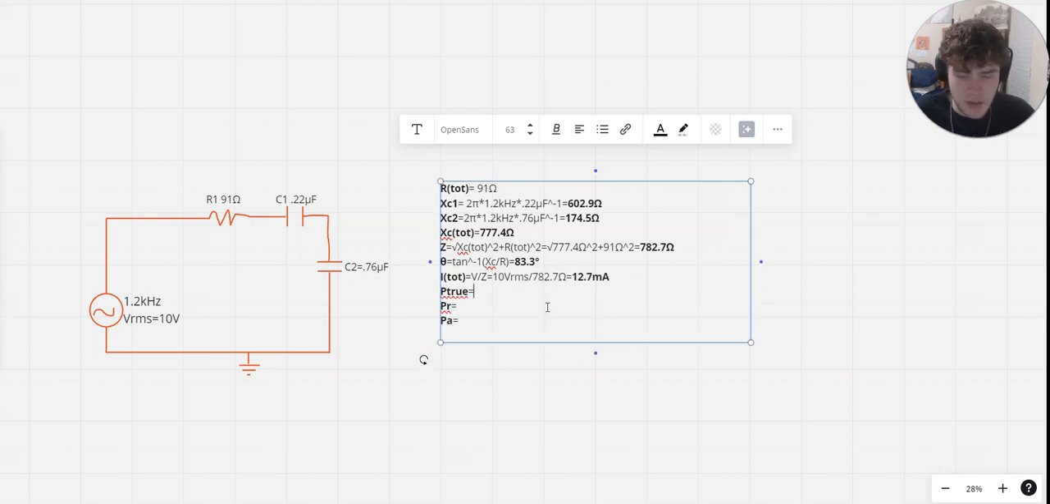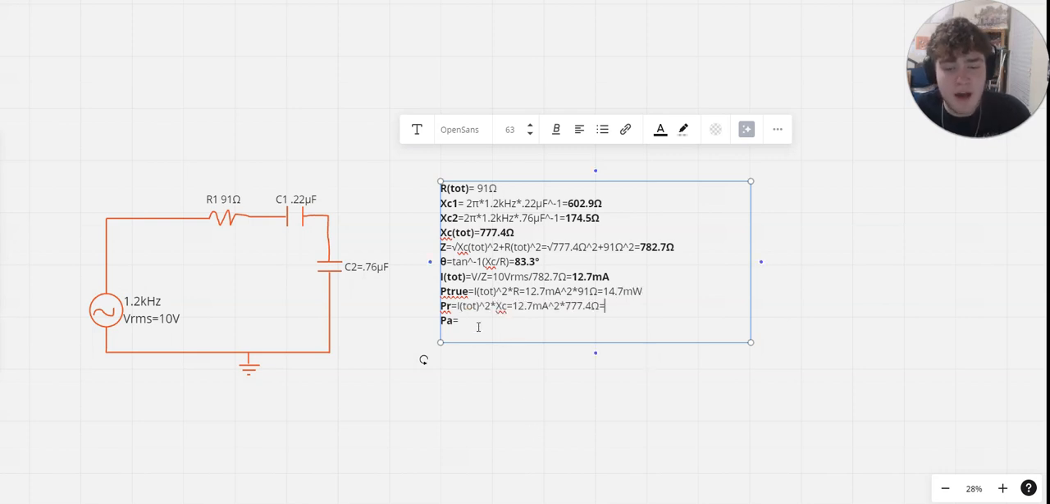Now to find the true power, we're going to need to do the total current squared times resistance, which is 12.7 mA squared times 91 ohms, which should equal 14.7 milliwatts.